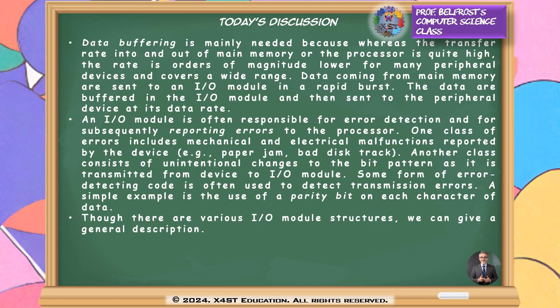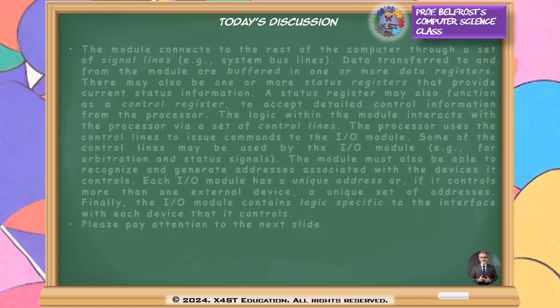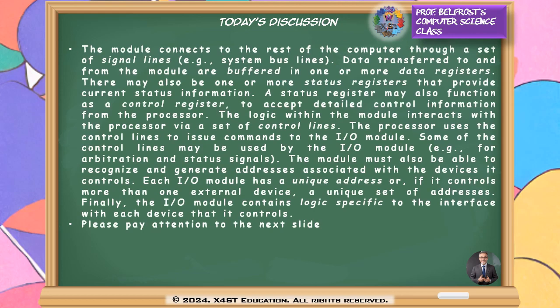Though there are various I/O module structures, we can give a general description of a general I/O module. The module connects to the rest of the computer through a set of signal lines, for example, system bus lines. Data transferred to and from the module are buffered in one or more data registers. There may also be one or more status registers that provide current status information. A status register may also function as a control register to accept detailed control information from the processor.